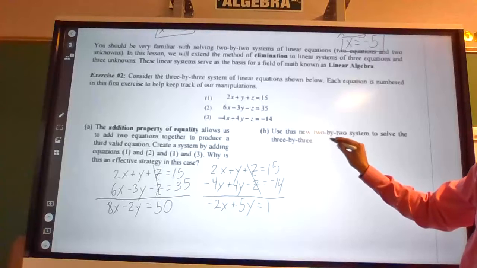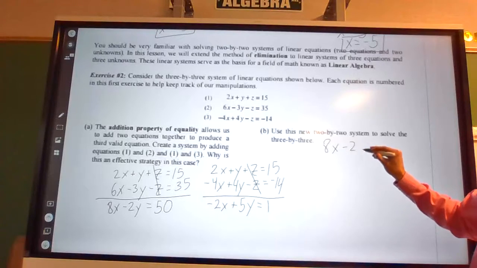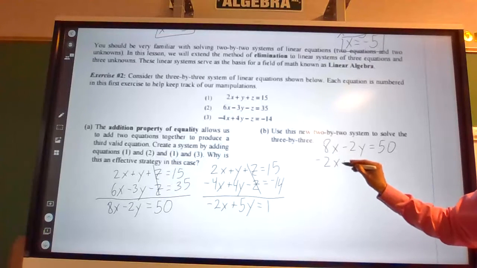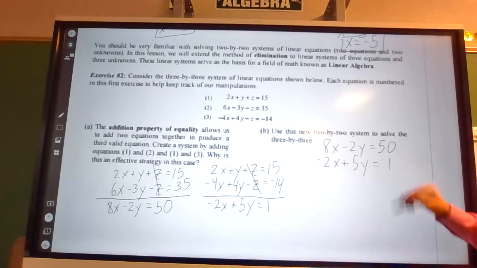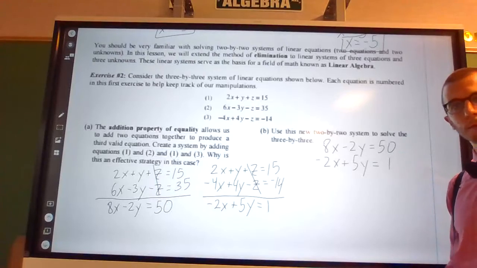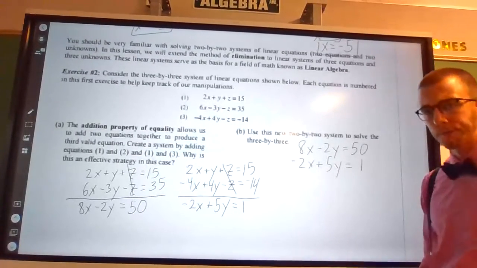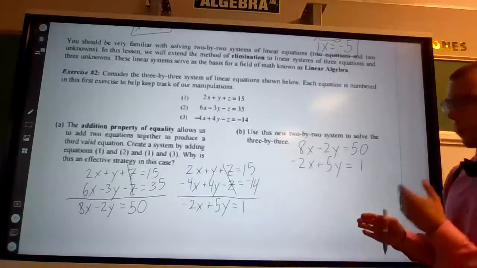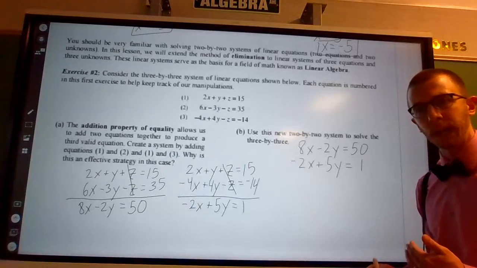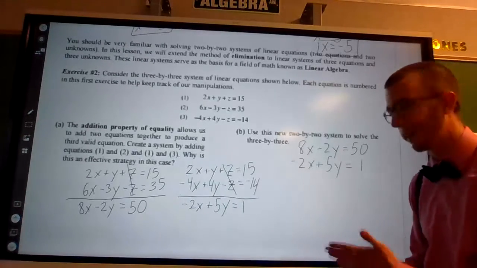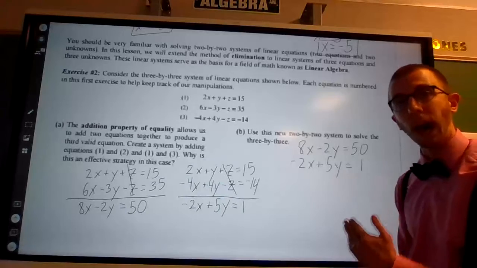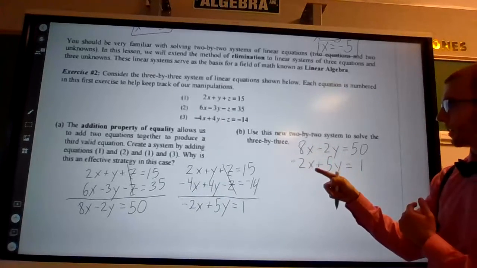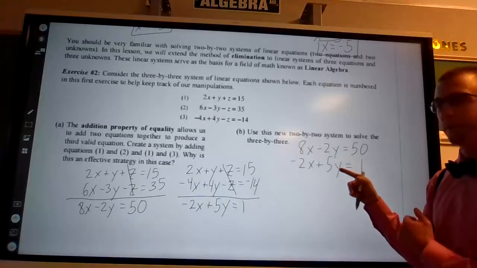All right, so I'm going to rewrite both of these. 8x minus 2y equals 50. Negative 2x plus 5y equals 1. So now, just like I showed above when we were eliminating, we need to examine these equations, look at them closely. What can we multiply one of these equations by so that the coefficients of either the x or the y will be opposites of each other? We have an 8x and a negative 2x. We have a negative 2y and a positive 5y.